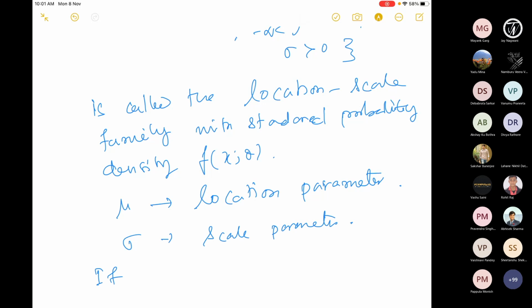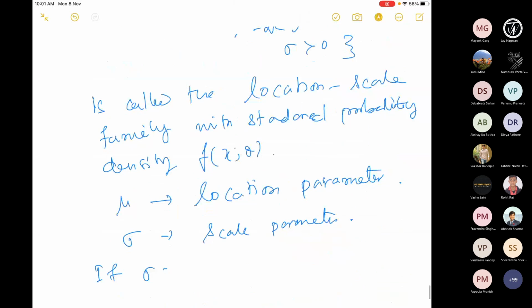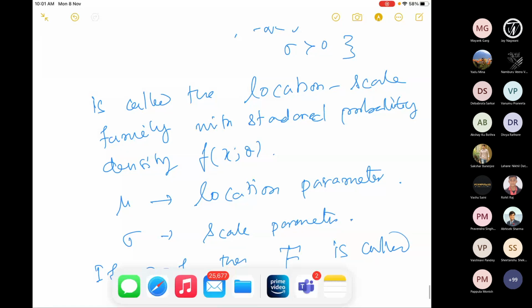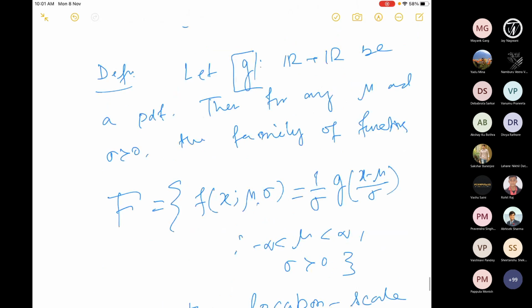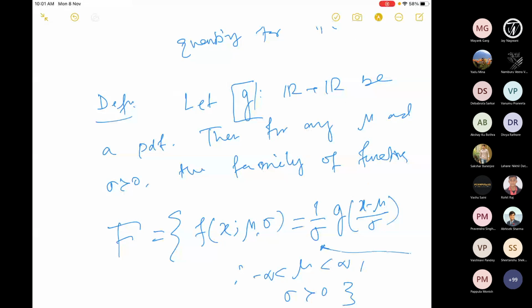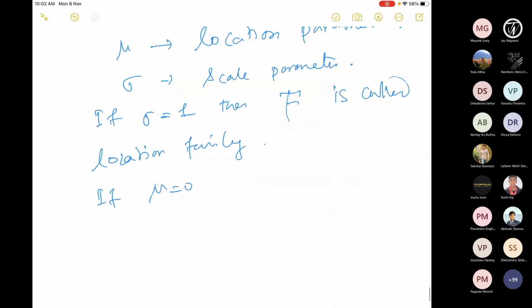If you take only one constant, not two, but fix sigma equal to 1, then f is called a location family. And if mu is equal to 0, with sigma positive because 1 by sigma is here, I cannot take sigma equal to 0. You can make a guess from the normal distribution: sigma is 1 and mu is 0 gives standard normal. So if mu is 0, then f is called the scale family.